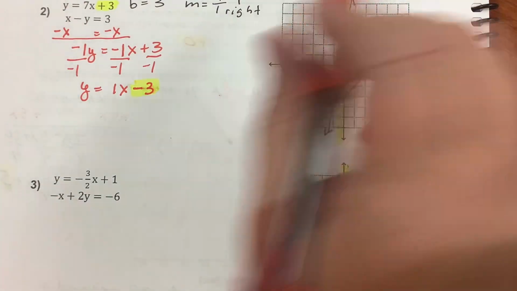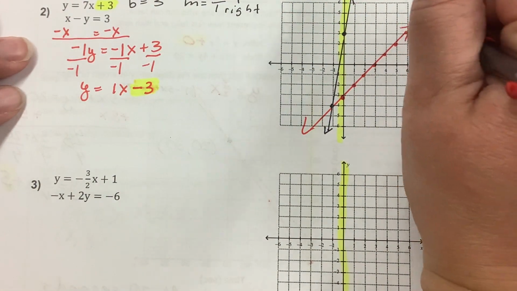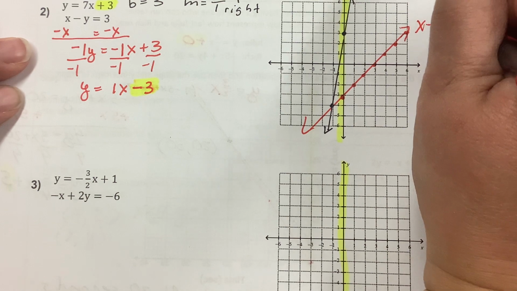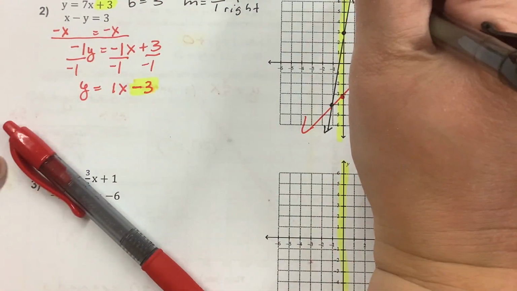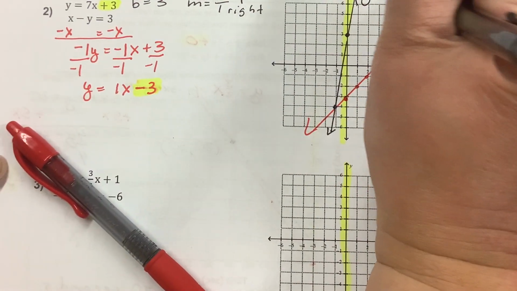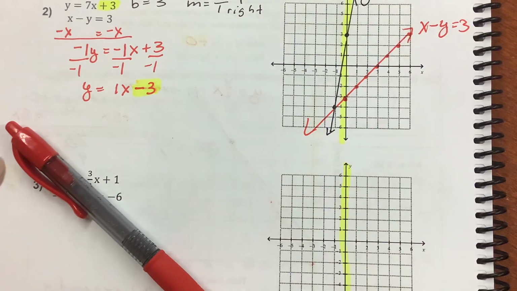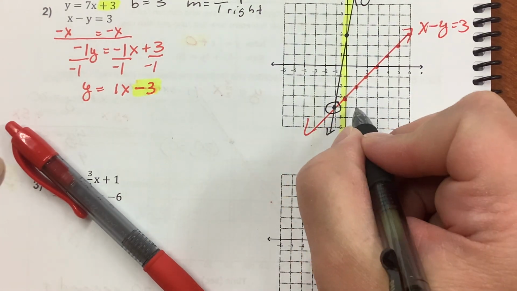Label the equations. x minus y equals 3, and y equals 7x plus 3. And our solution is negative 1, negative 4.